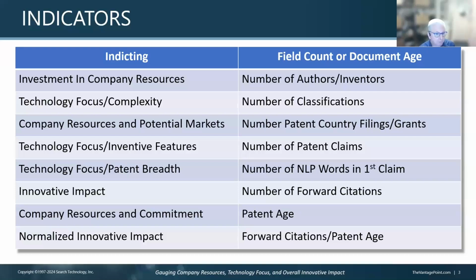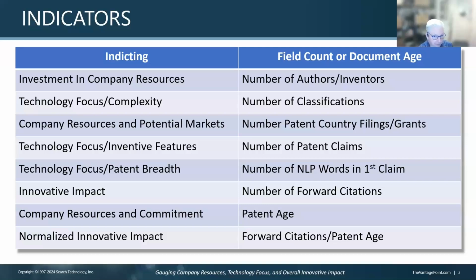The inventive features, the technology focus; this is a patent-focused presentation. The number of claims that a patent has can be indicative of how broad the invention is, or I should say how many features are on the particular document. And then looking at the number of words in the first claim. In the world of intellectual property, a patent with a smaller number of words in its claims basically indicates a broader patent. That can be a measure as well.